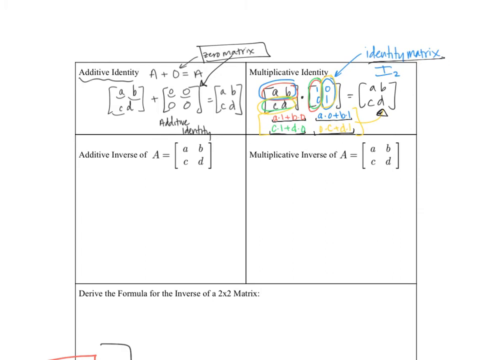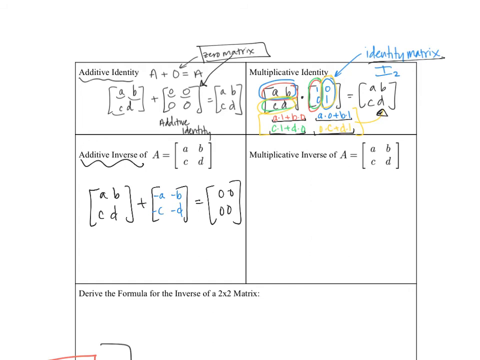So the next part that we have is our inverses. We have an additive inverse, and really that's saying what can I add to matrix A, B, C, D that gets me that 0 matrix. And that's going to be really a matrix just having opposite signs because, again, we add entry by entry.